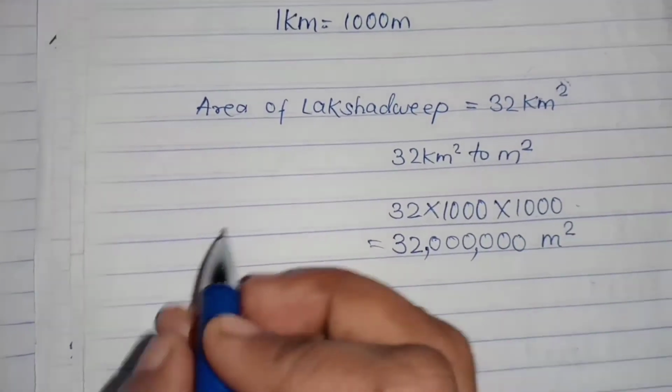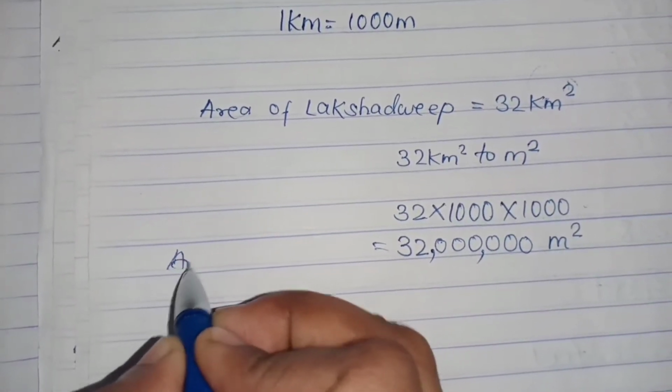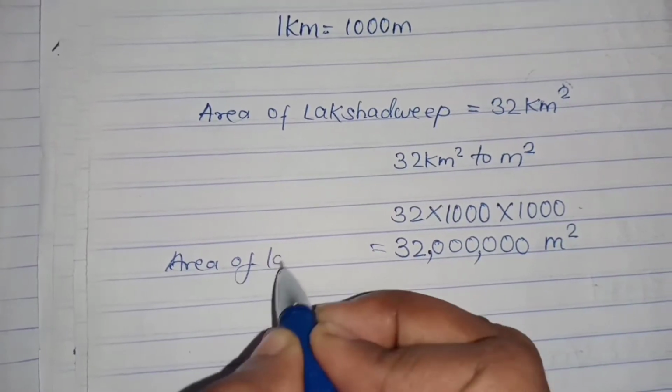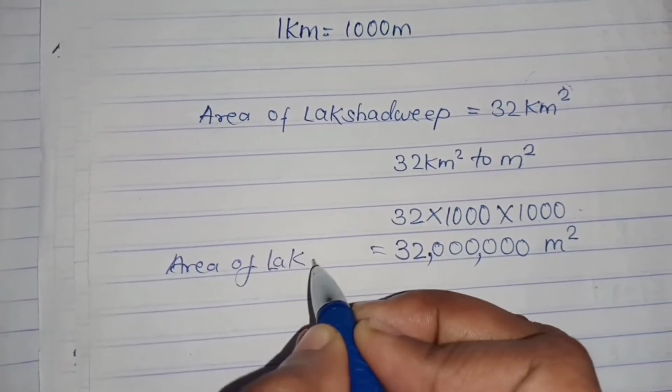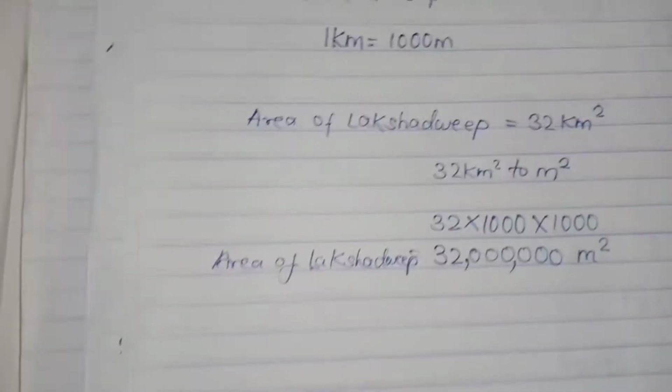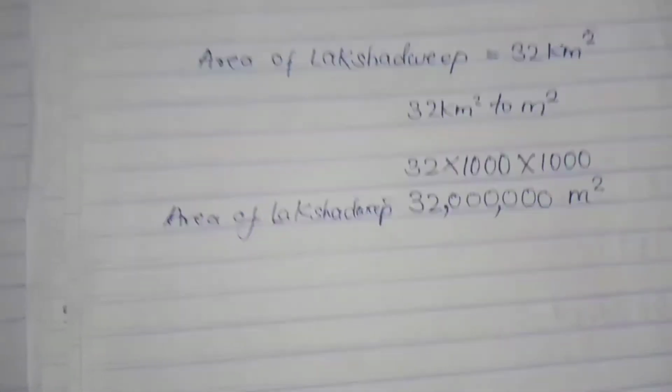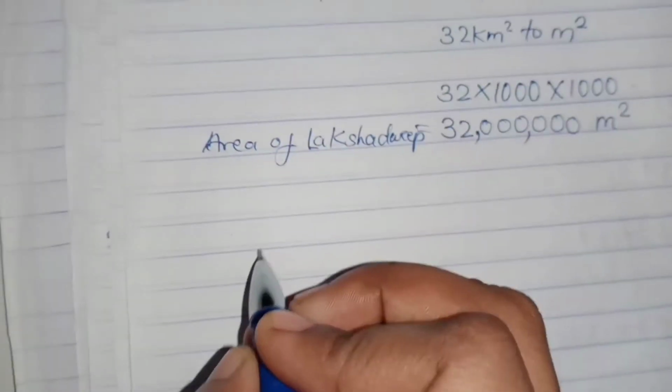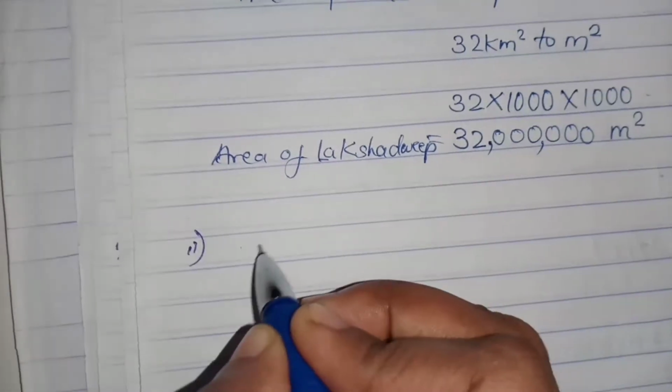Okay, now let's write here area of Lakshadweep. Okay, now let's find the area of Vatican City in meter square. This was the first one. Now the second one.